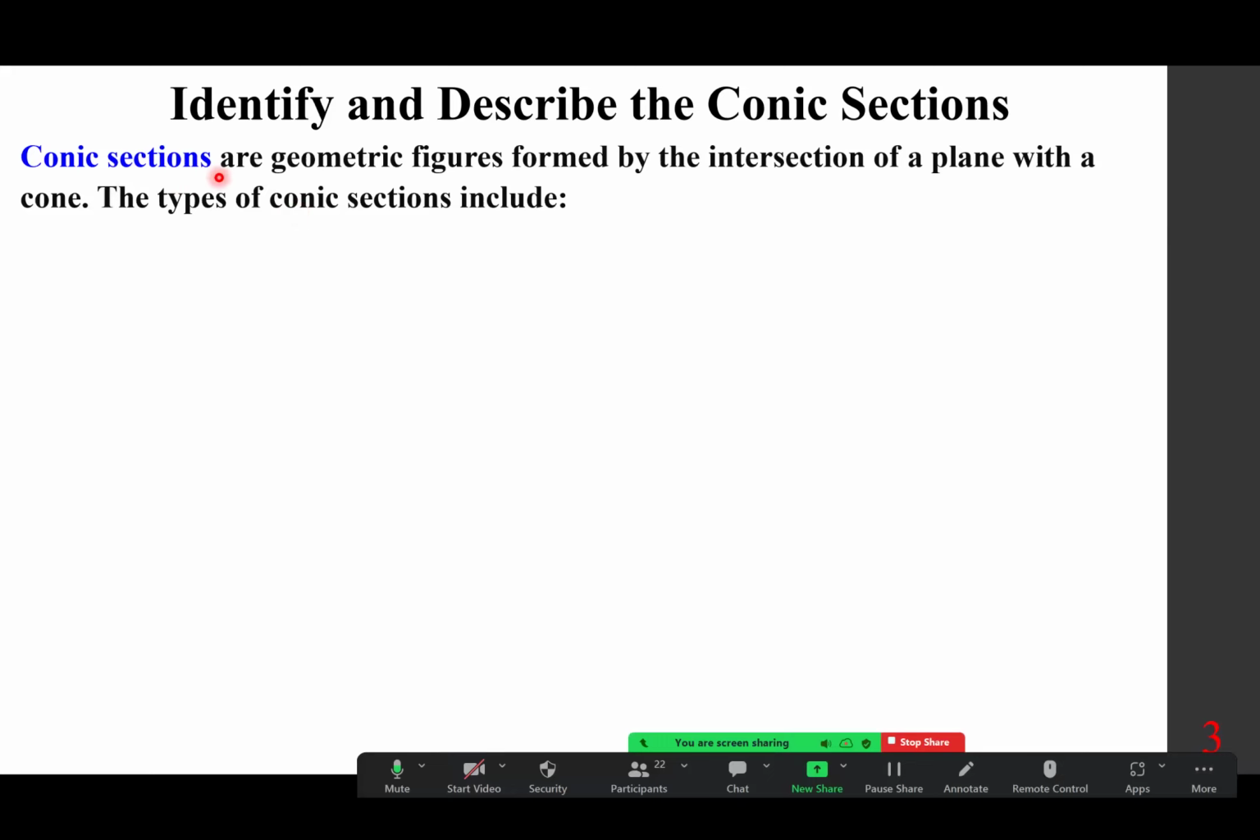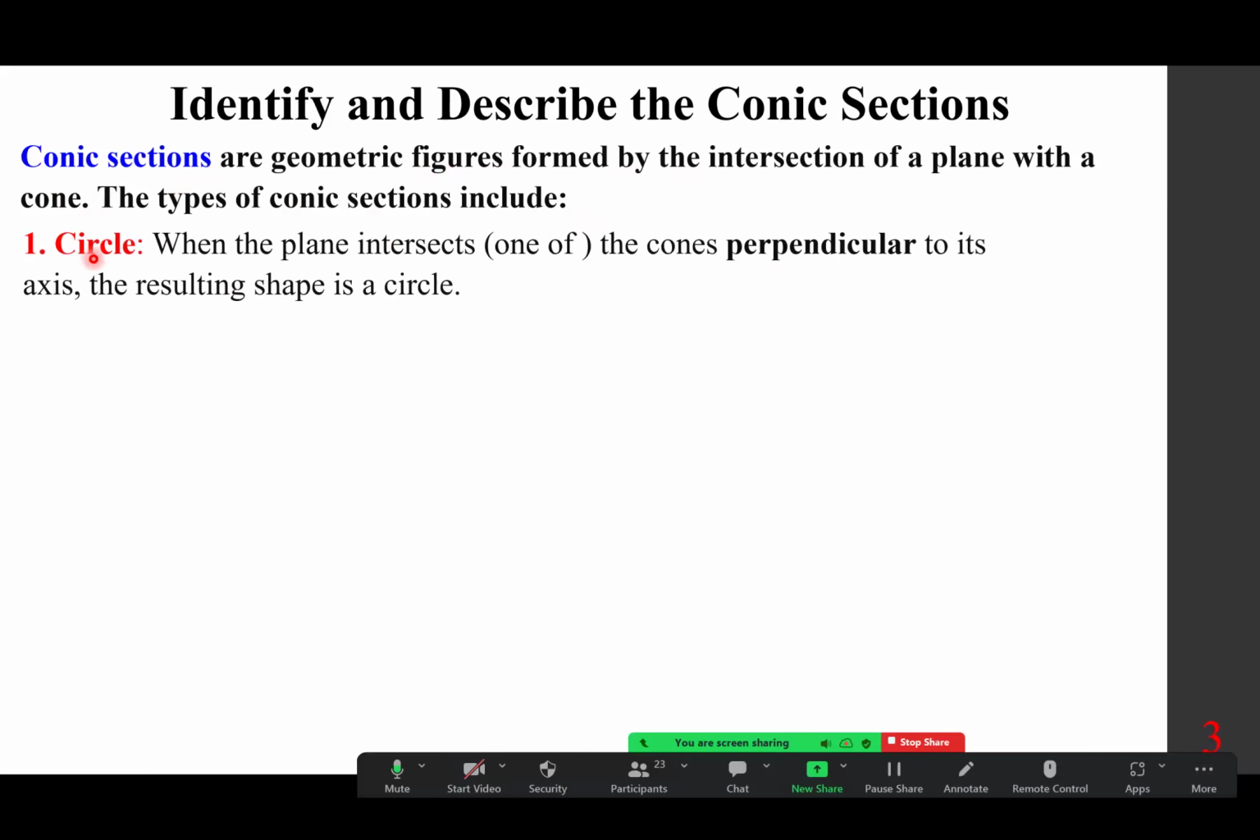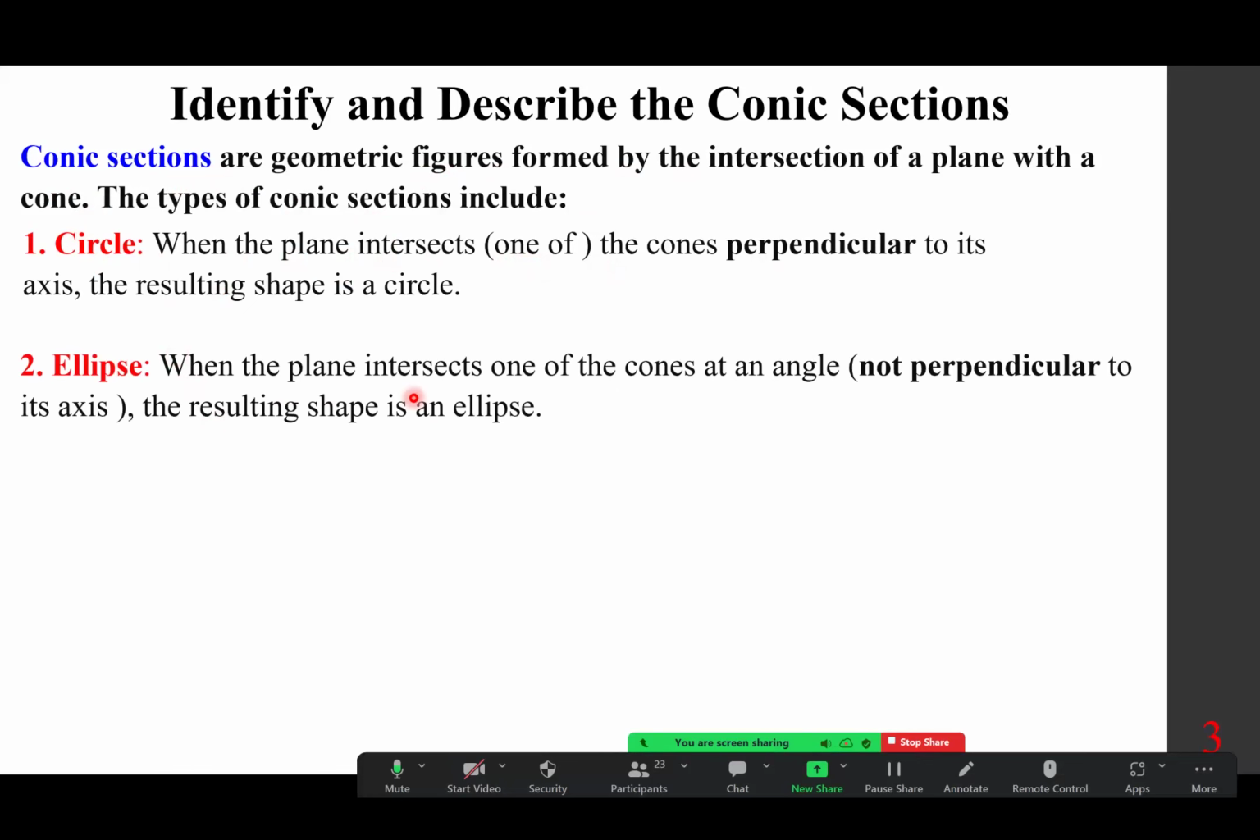Conic sections are geometric figures formed by the intersection of a plane with a cone. The types of conic sections include: number one, circle. When the plane intersects one of the cones perpendicular to its axis, the resulting shape is a circle. When the plane intersects one of the cones at an angle not perpendicular to its axis, the resulting shape is an ellipse.